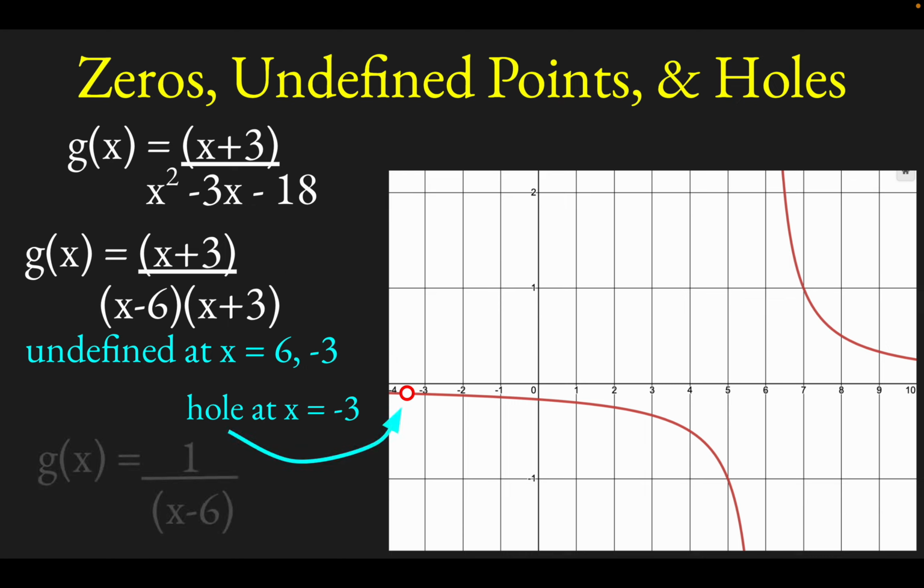So there's that hole. So the function looks a lot like the function 1 over x minus 6. In fact, it's exactly the same as that function, except for the existence of this hole. So the function written above here is not exactly the same as 1 over x minus 6. The one distinction between the original function and 1 over x minus 6 is that there is this additional point here where the function is not defined.